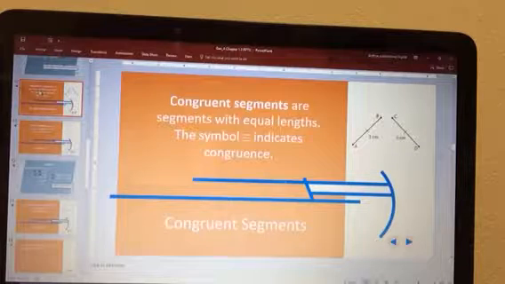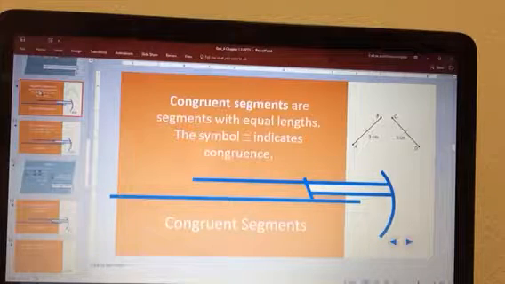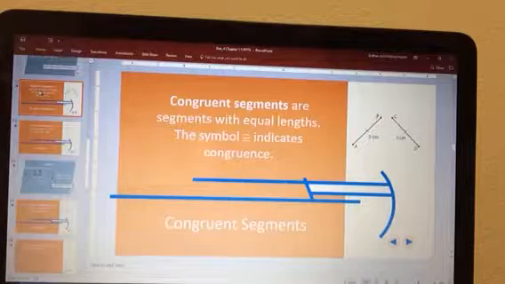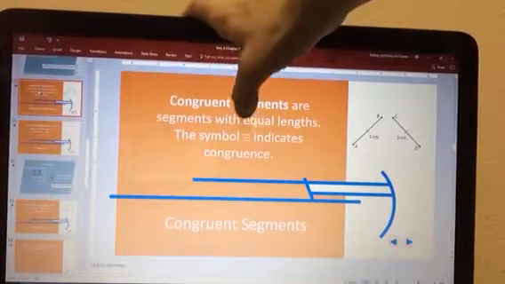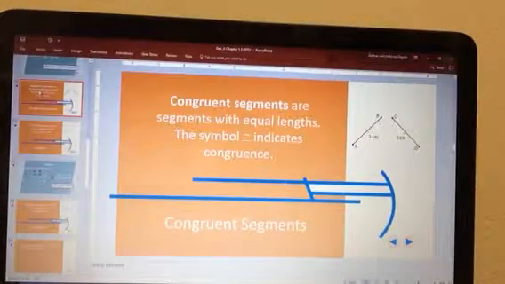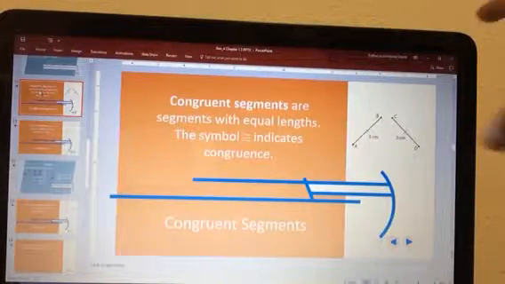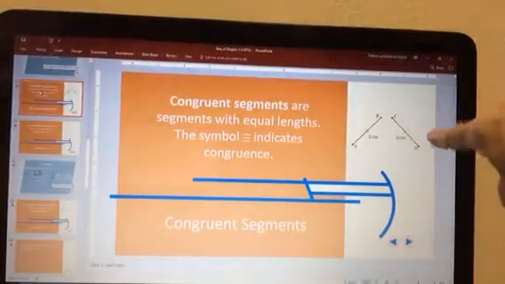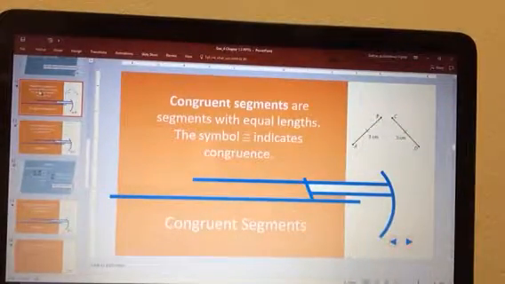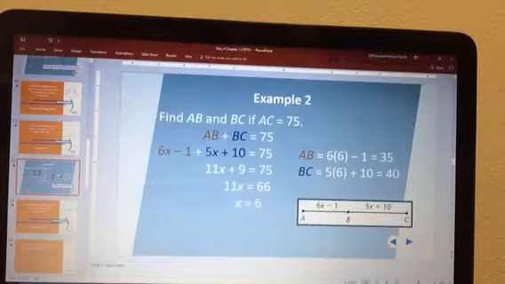Now, congruent segments are segments with equal lengths. If I've got one line segment that's 3 inches and another line segment that's 3 inches, those line segments are congruent. And we use this symbol right here for congruence in geometry. It's an equal sign with a little squiggly line above it. So I can say line segment AB is congruent to line segment CD. I can write all that in geometric shorthand.